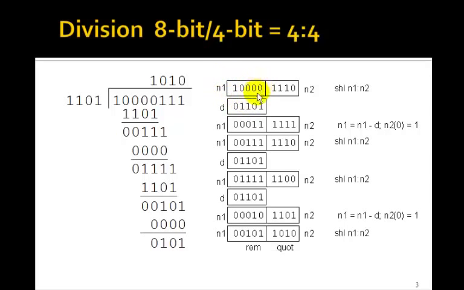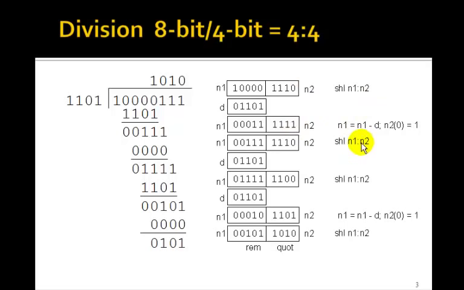Now, if N1 is greater than or equal to D, then we're going to subtract D from N1 and put the result in N1. So N1 is N1 minus D because it's bigger. So this minus this is the 3. That's the 3 we had here. And anytime you do the subtraction, then we set bit N2 sub 0 to 1. So we put the 1 in there. So we've subtracted N1 minus D. That goes into N1, and we add the 1 to N2 sub 0. And then we shift left again.